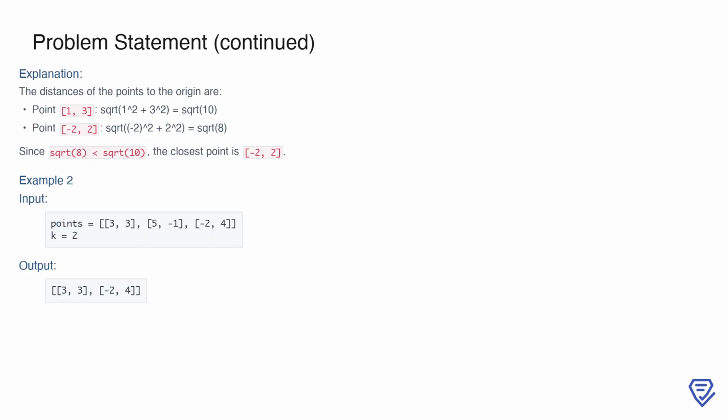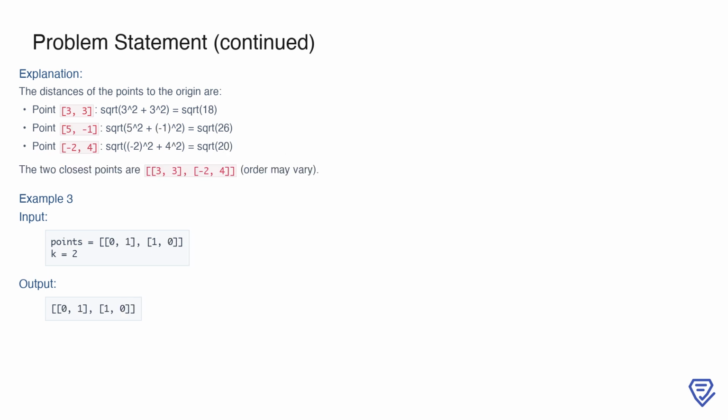In the first example, the input points are (1, 3), (-2, 2), and k is 1. This means we are looking for the single point that is closest to the origin. To calculate the distances, we use the Euclidean distance formula. For the point (1, 3), the distance is the square root of 1^2 plus 3^2, which equals sqrt(10). For the point (-2, 2), the distance is the square root of (-2)^2 plus 2^2, which equals sqrt(8). Since sqrt(8) is smaller than sqrt(10), the closest point is (-2, 2). Therefore, the output for this example is (-2, 2).